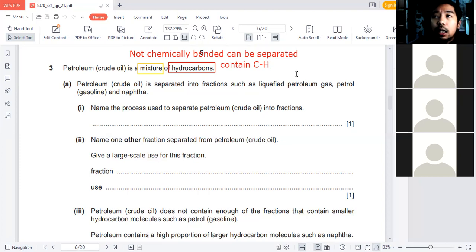If it is insoluble, then I just use filtration itself. But if the solid is soluble, then I will have to use the crystallization or evaporation method, to remove them. If it's a mixture of soluble and insoluble, then you have to dissolve first, then filter, then crystallize. That is how to separate solids.